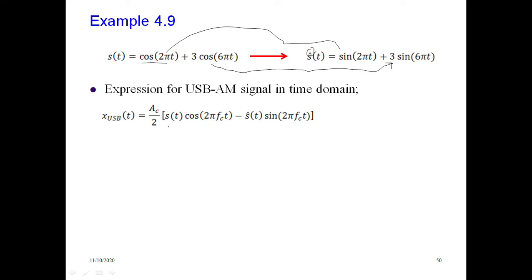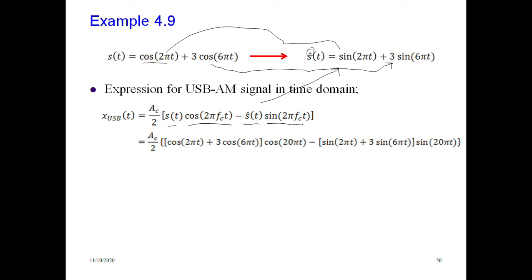S(t) we already have. Cos 2πf_c t is also given here, from the carrier. The Hilbert of the signal, you use this one. And then this is the Hilbert of the carrier. So from cos, you just become sine. So substitute everything. This is S(t), this is cos 2πf_c t, this is the Hilbert of the signal, S hat, and the Hilbert of the carrier.